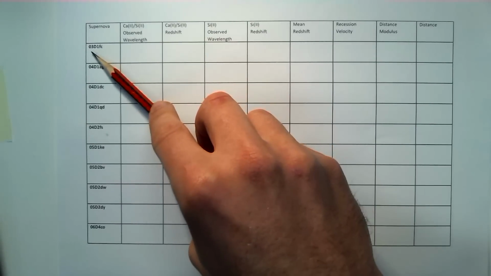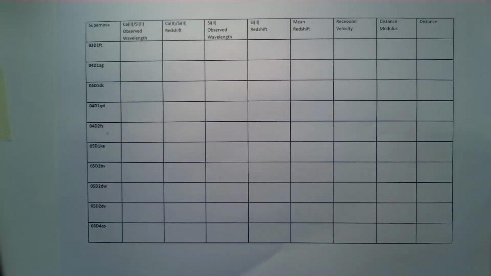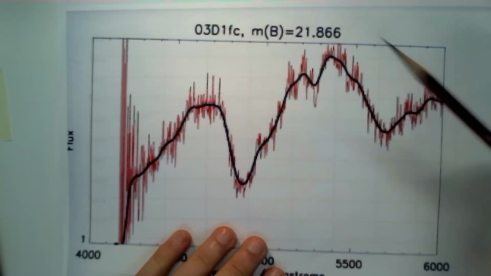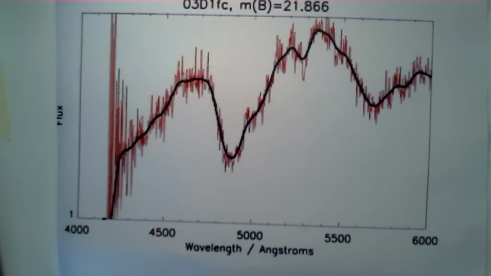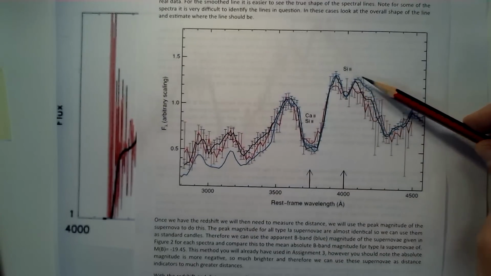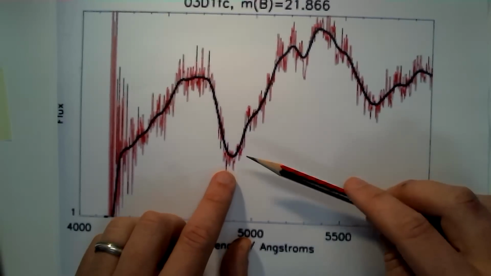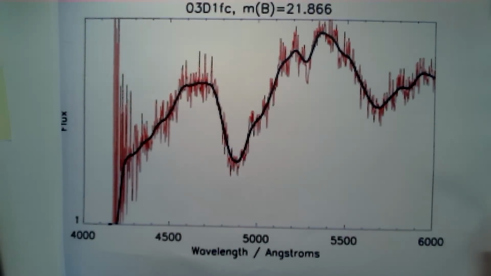So we're working with supernova O3D1FC. Let's just double check we've got that right. Yep, O3D1FC. Good. And remember, let's just double check, looking for a big dip, small dip between two peaks. Well, there's the big dip and there's the small dip. Let's go ahead and read off the wavelengths of those observed absorption line features.